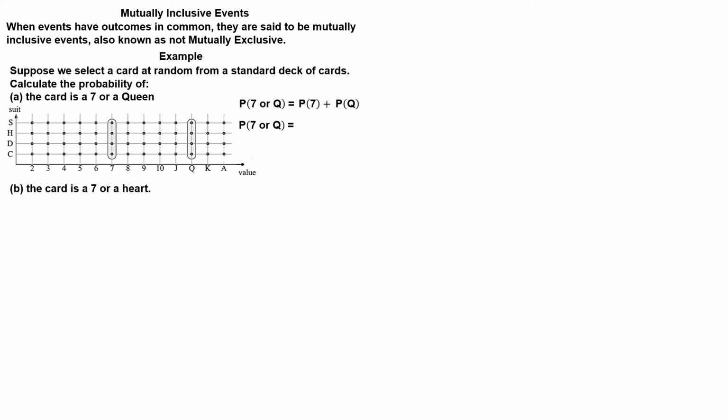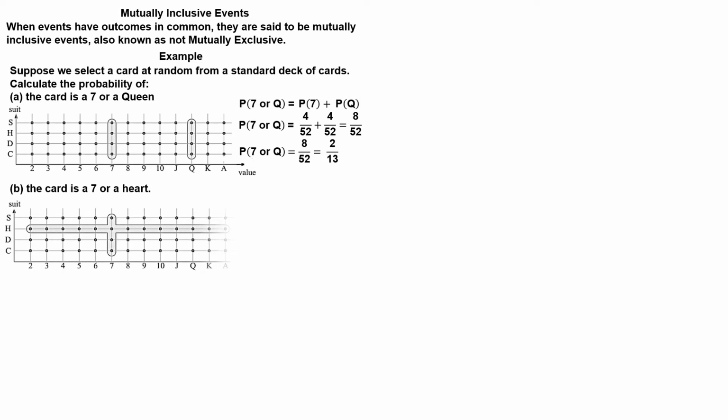We have 4 queens and we have 4 sevens. After simplifying, we get 2 over 13. Now look at the new diagram. 7 and hearts are not mutually exclusive because we have an intersection between them. They are mutually inclusive events.